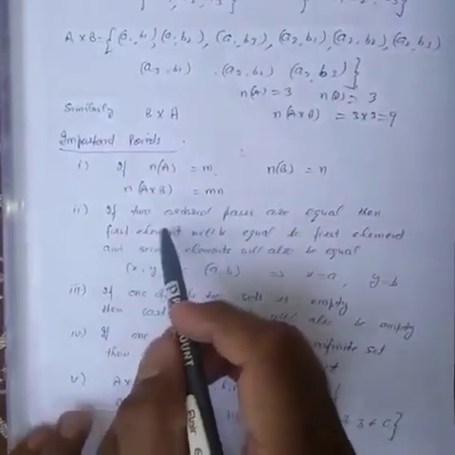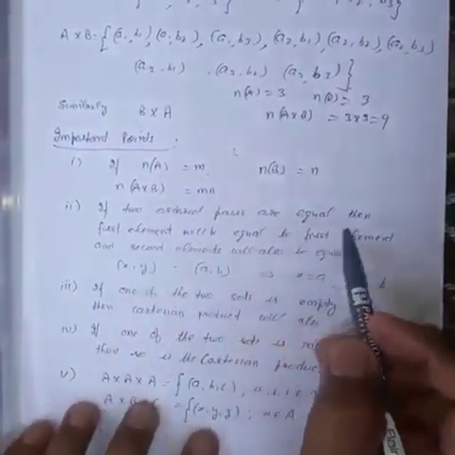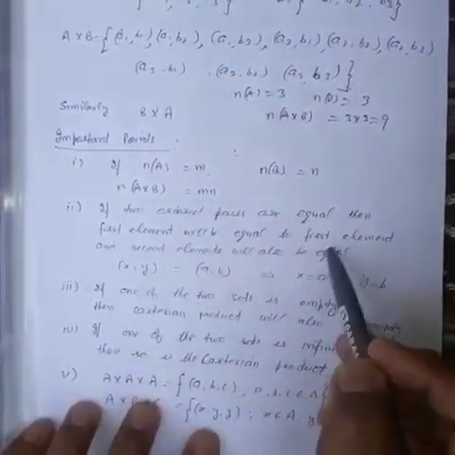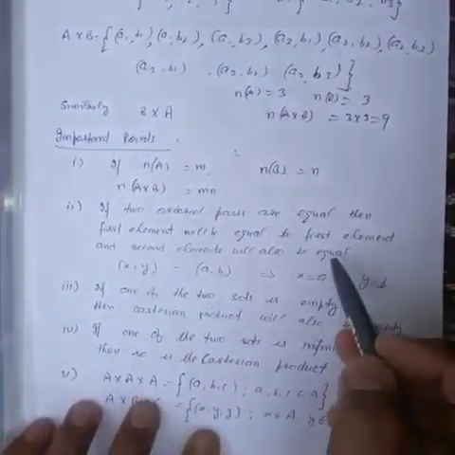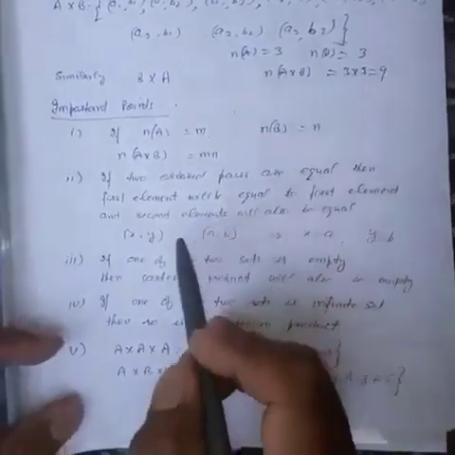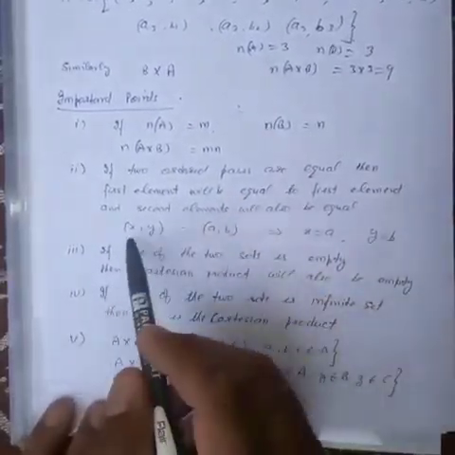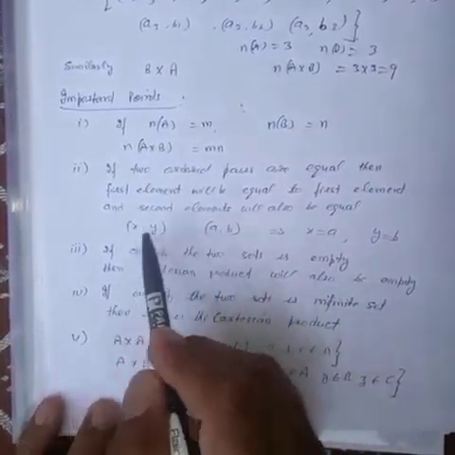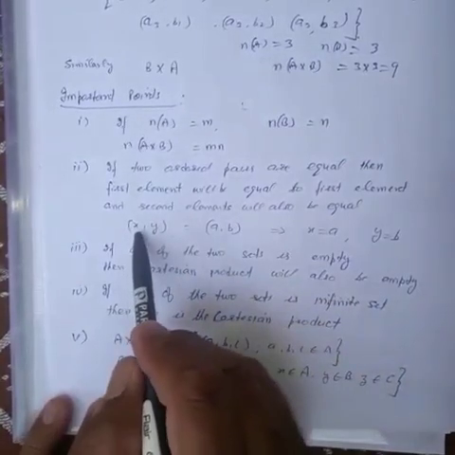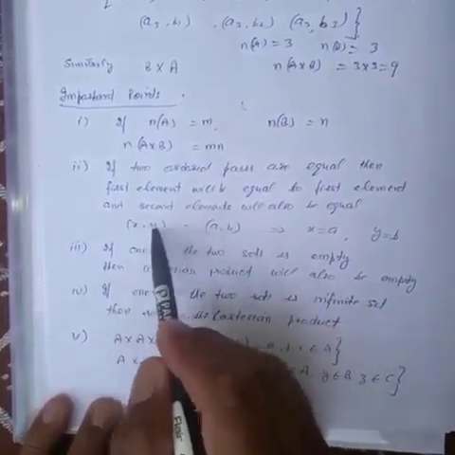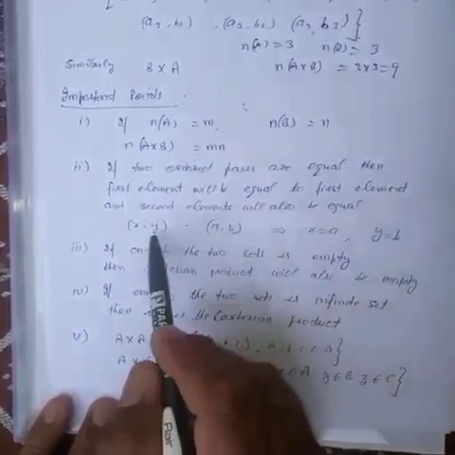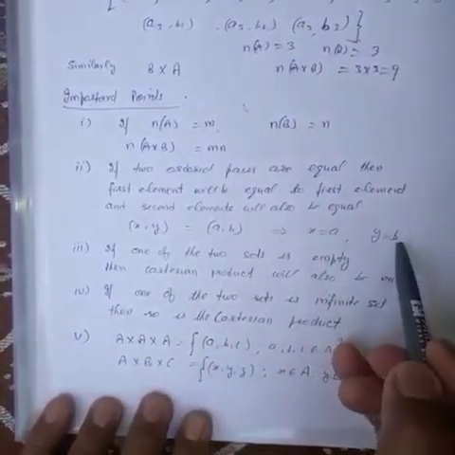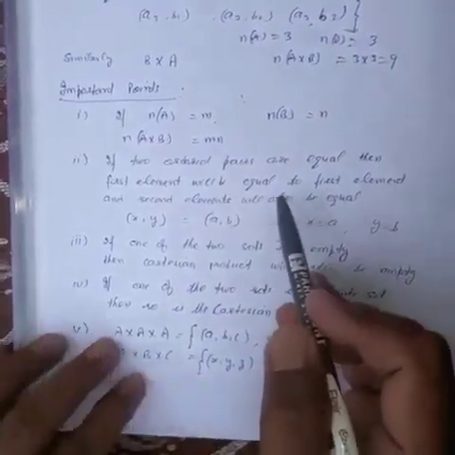Then second, if two ordered pairs are equal, then the first element will be equal to the first element and the second element will be equal to the second one. You can understand with an example. Let (x, y) be equal to (a, b). Now these two ordered pairs are equal. It means x will be equal to a, the first element equal to the first element. Similarly, the second element will be equal to the second element. It means y is equal to b. So in this way you can find the values.